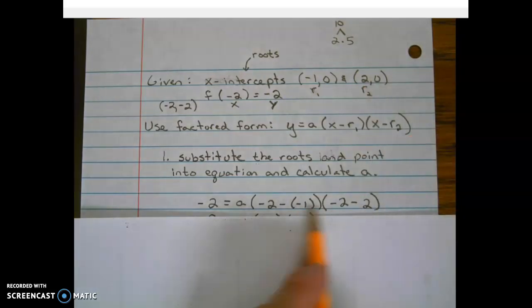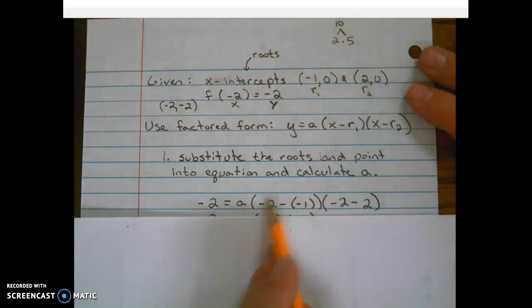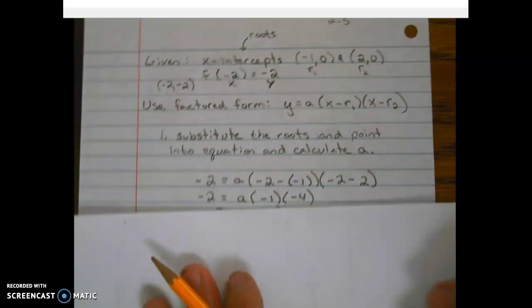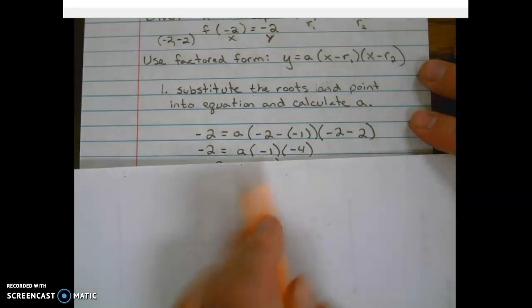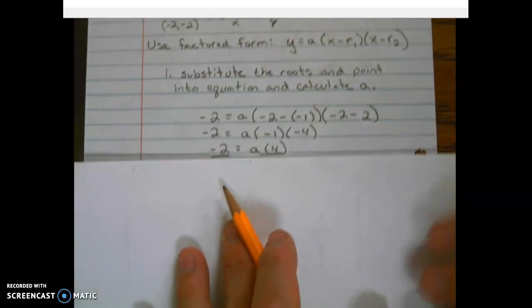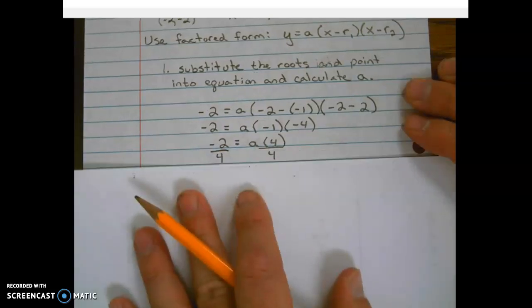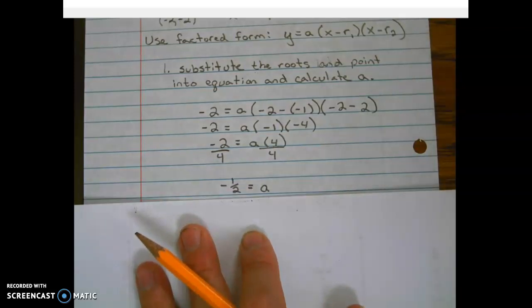So again, we're going to simplify as far as we can before we start solving. We're going to do what's inside the grouping symbols first. And then we can multiply these together. And then we can start solving by undoing multiplication with division. And we get our a value.